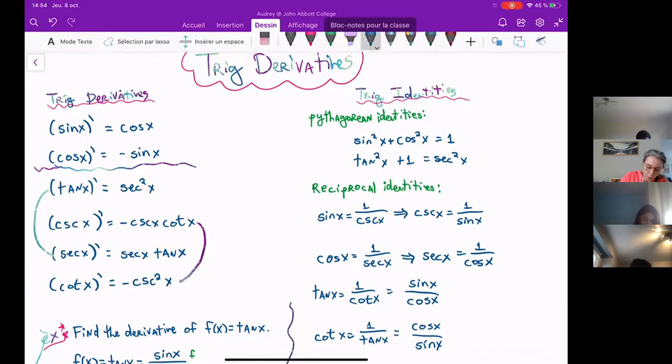So if there's a co, and that's the same with cosine, it tells me that it's going to be negative. No co tells me it's going to be positive. So that's kind of helpful. Yeah, I know, it's a lot, guys.